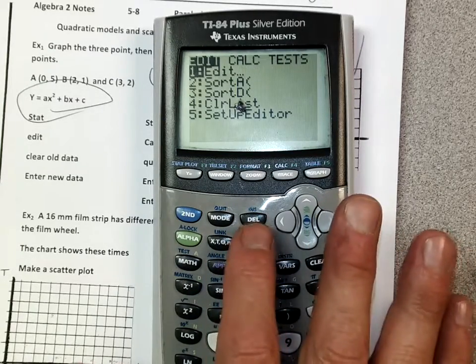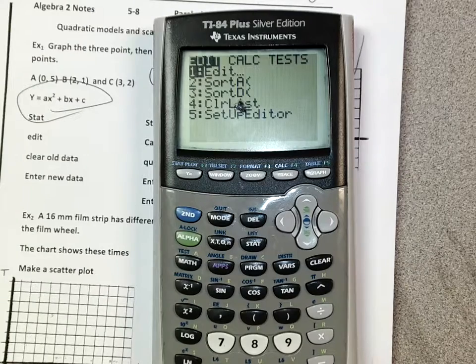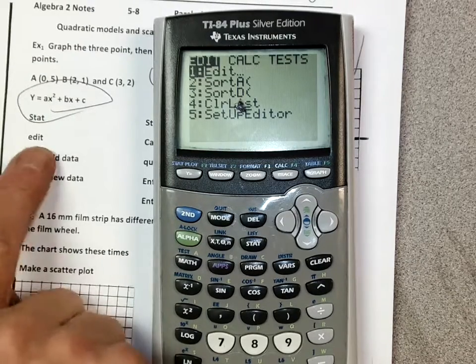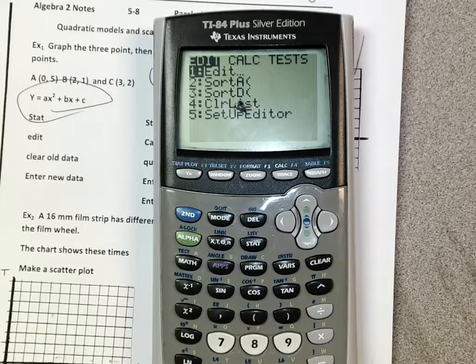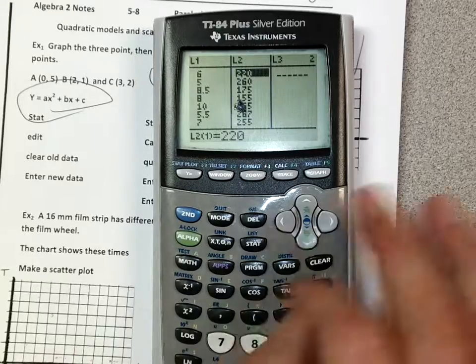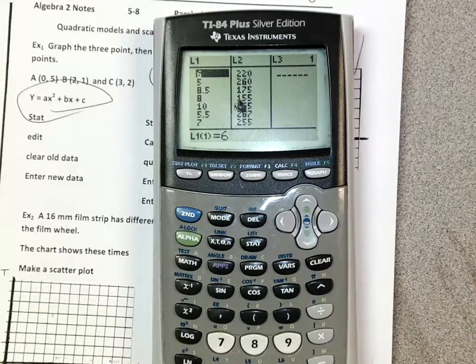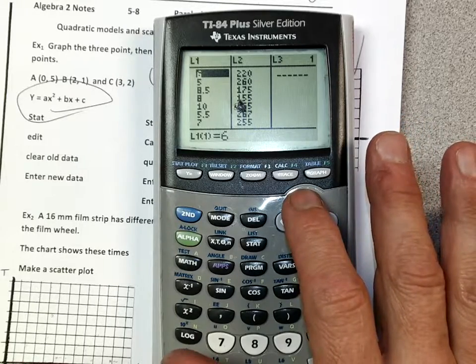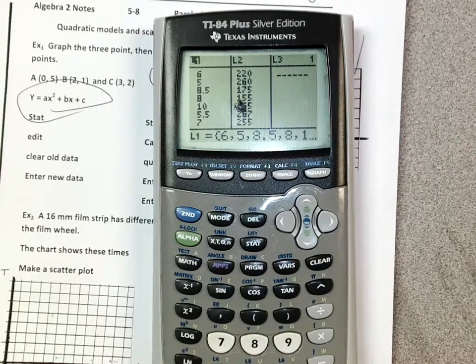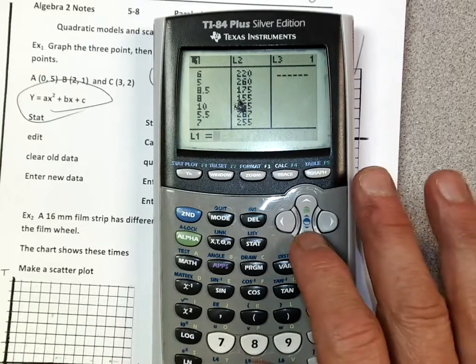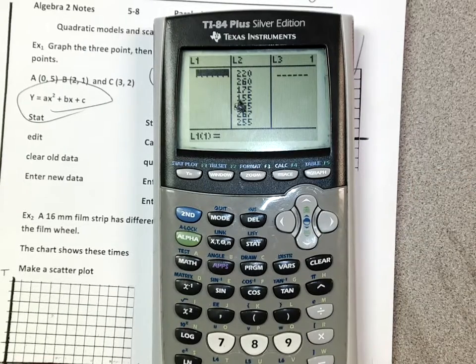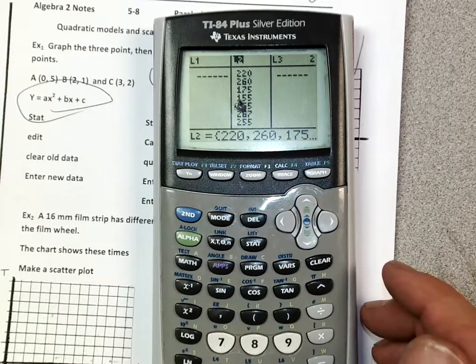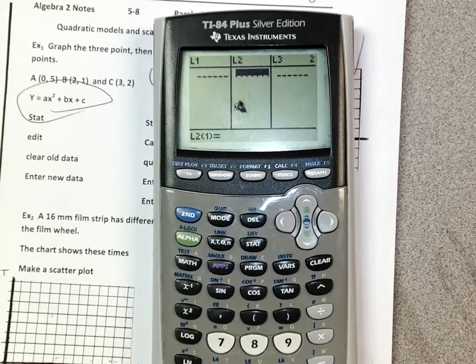Okay, you got stat right there? Now, we want to edit. The reason we want to edit is because when we edit things, it changes things, okay? So I push enter. And I've got list 1, list 2. My list 1 is old stuff, so I want to get rid of all my old data. So I highlight the list, I push clear, down arrow. I'll do it again. Highlight the list, using my arrows. Push clear, down arrow. Okay? I've got an empty list.